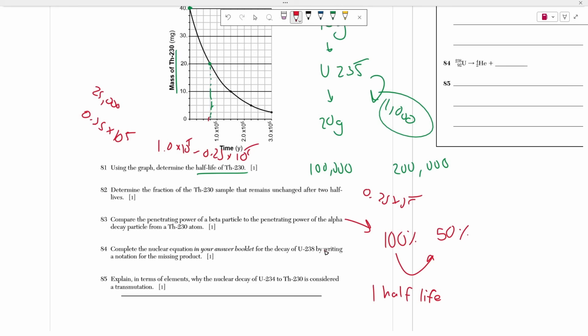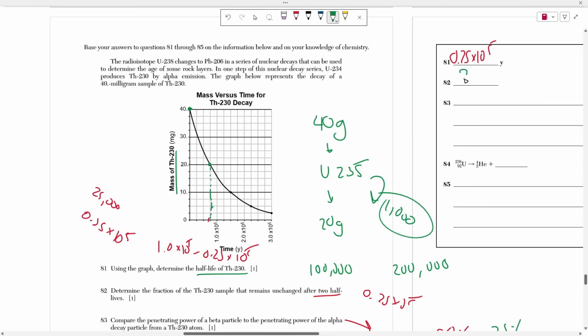Then we have 2 half-lives, right? So if this is 1 half-life, what happens during the second half-life? Well, 50% of whatever remains is going to get reduced again. So if 50% of my sample was remaining, half of what was remaining gets reduced again. So what's half of 50? 25. So only 25% of my sample remains, right? So the correct answer has to be 25%, or 0.25, or 1 over 4.